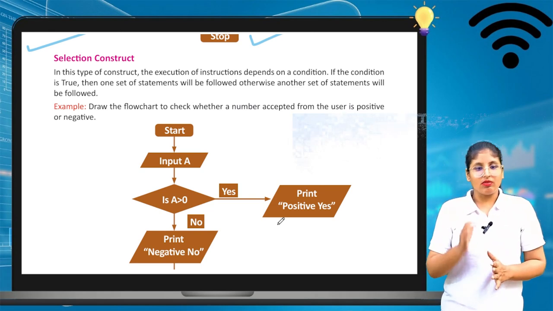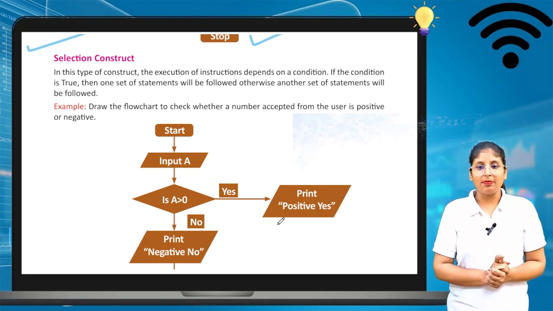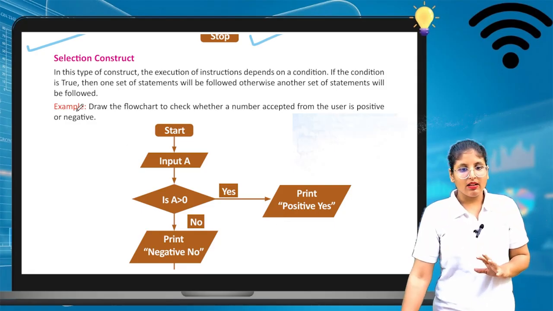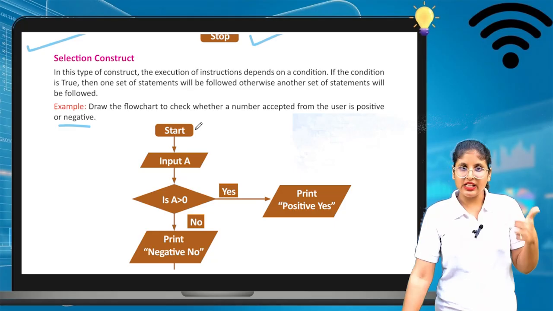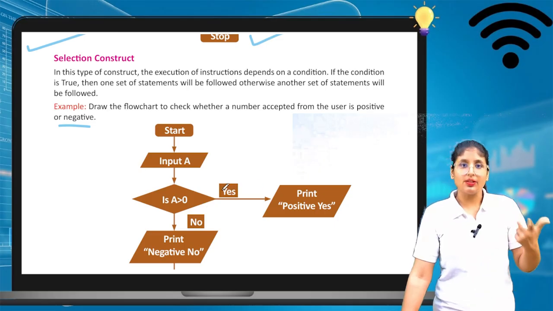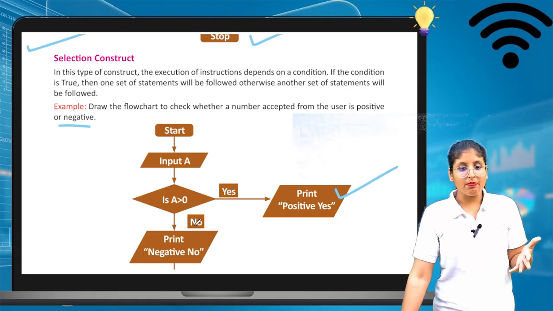First you can draw the flow chart to check whether a number accepted from the user is positive or negative. See, of course the flow chart is the same. First start is there, input A is there. If A is greater than 0, then it goes the yes way, and we print positive. This is positive when A is greater than 0. If A is not greater than 0, then the no branch should be there. And this is how we can find it.